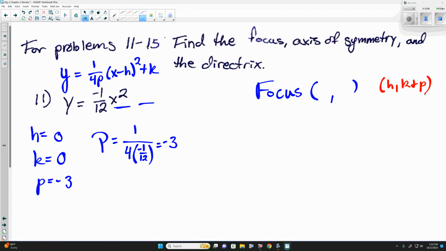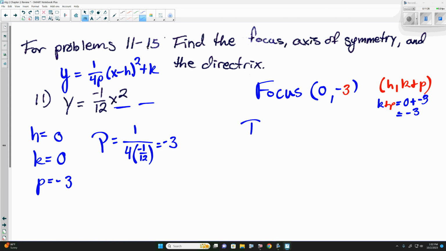Now we know what the value of h is, 0. But we do need to calculate what k plus p is. Well, that's going to be 0 plus negative 3, which incidentally is negative 3. So the focus is the point 0, negative 3. Questions on this so far?